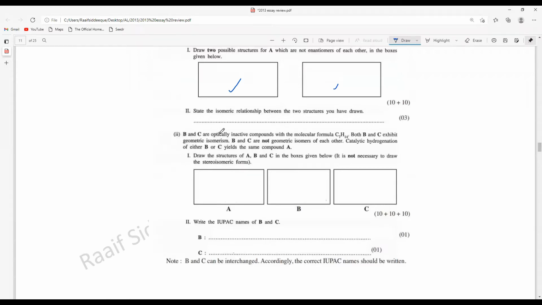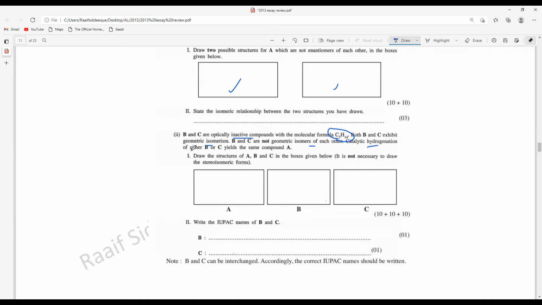B and C are optically inactive compounds with the formula C7H14. B and C are not geometric isomers of each other. So this gives another idea. One structure cannot be cis, the other structure cannot be trans. That is the meaning of B and C are not geometric isomers of each other.